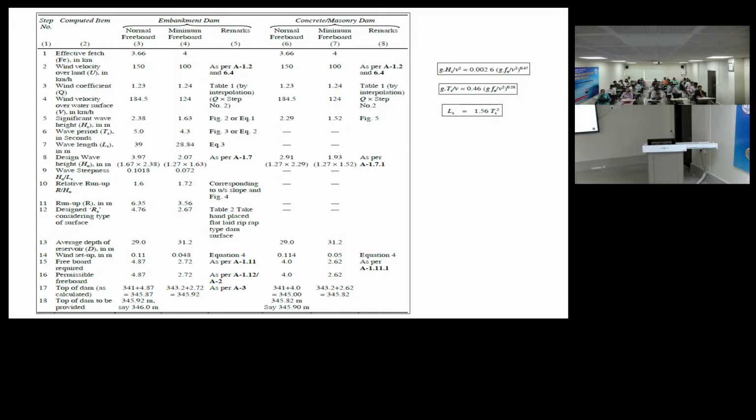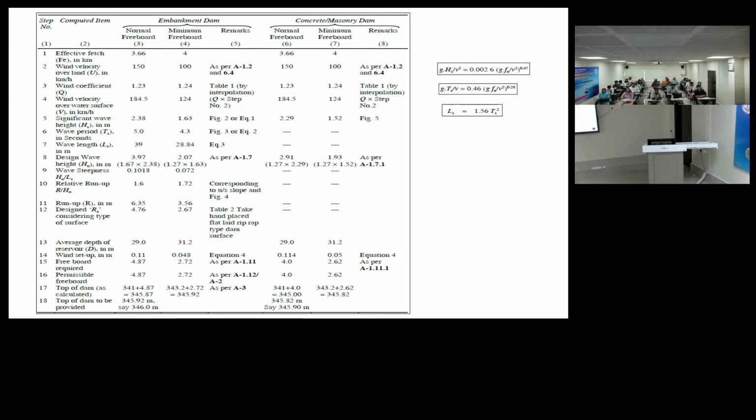So whatever calculations we do, like the freeboard we have obtained, right? Here freeboard required. So we just add normal freeboard to the FRL, minimum freeboard to the MWL. So then we will get the top. So the maximum of these two we will adopt as the top of the dam. And what is the difference? When you are doing the calculations, all the steps are similar. What is the difference in both of these?